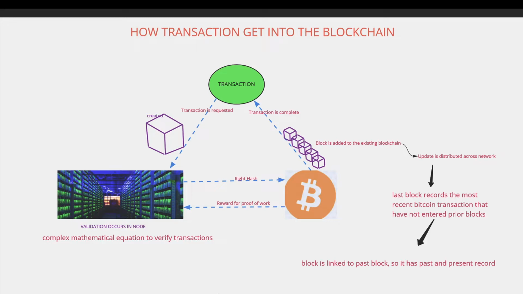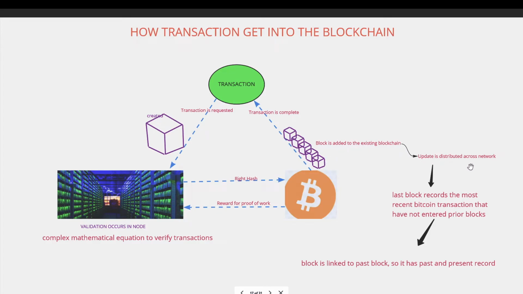They have to solve a complex mathematical equation to verify that cryptographic hash, and whoever determines the right hash will in turn get the Bitcoin. That is the reward for this proof of work. All this validation process is called proof of work. Once that is validated, a new block is added to the existing blockchain, and that is updated.